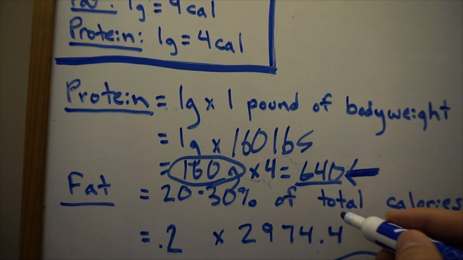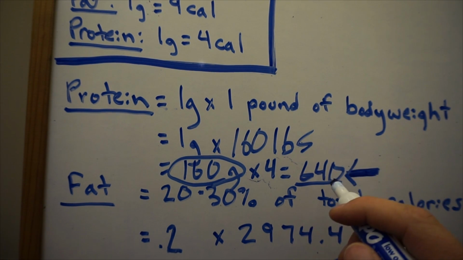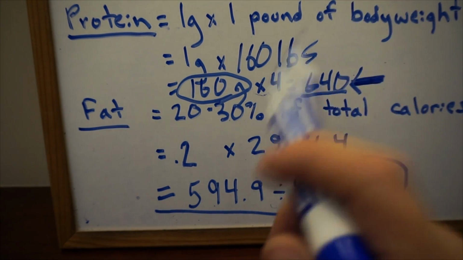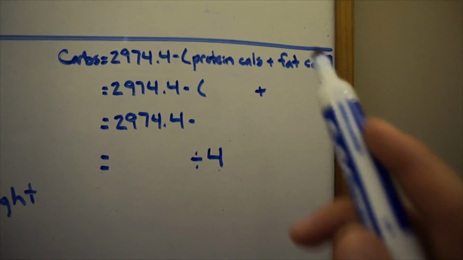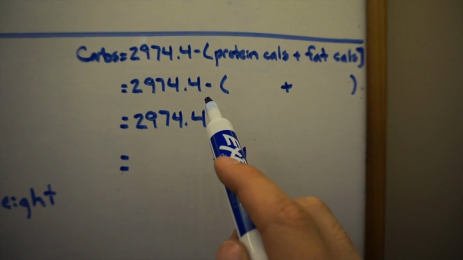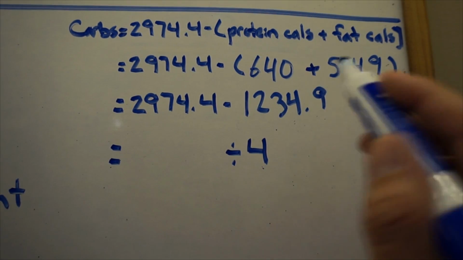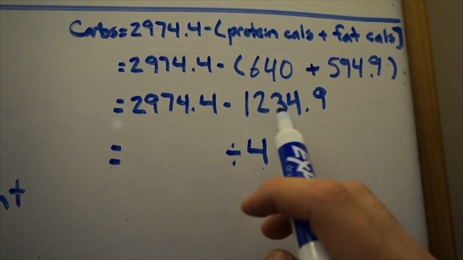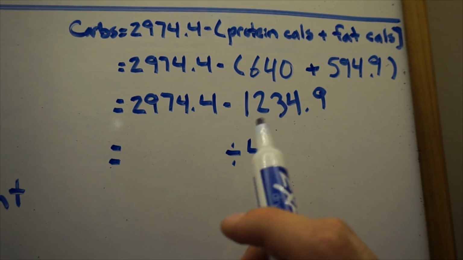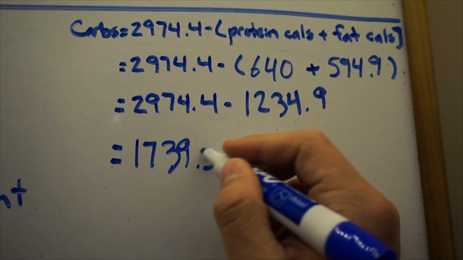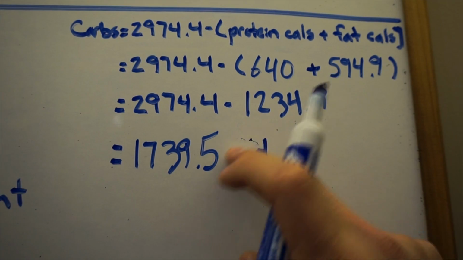Okay, so with that calculated, we found out that 640 calories will come from our protein, and 594.9 of our calories are gonna come from our fats. Add the two, protein calories and fat calories, and then subtract them from our total daily calories. Okay, and now when we subtract the 1234.9 calories from 2974.4, we're gonna be left with 1739.5 calories. Now don't mind this little divided by 4.